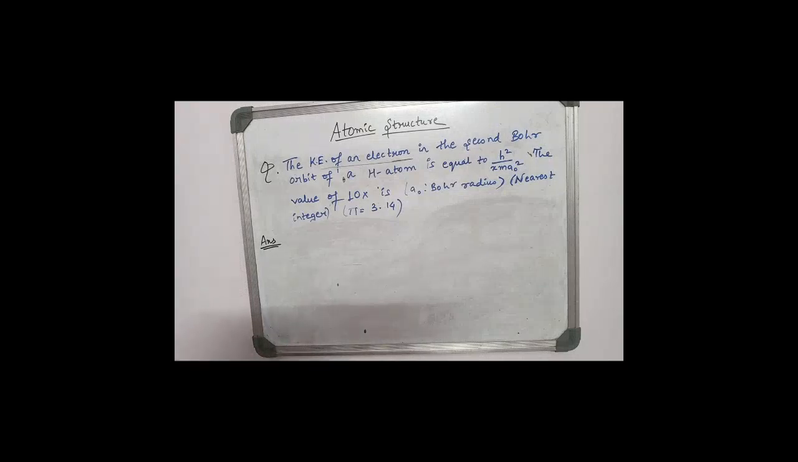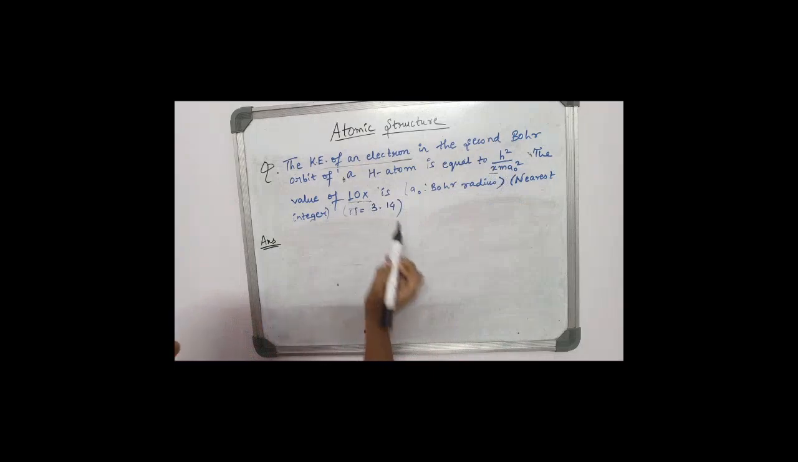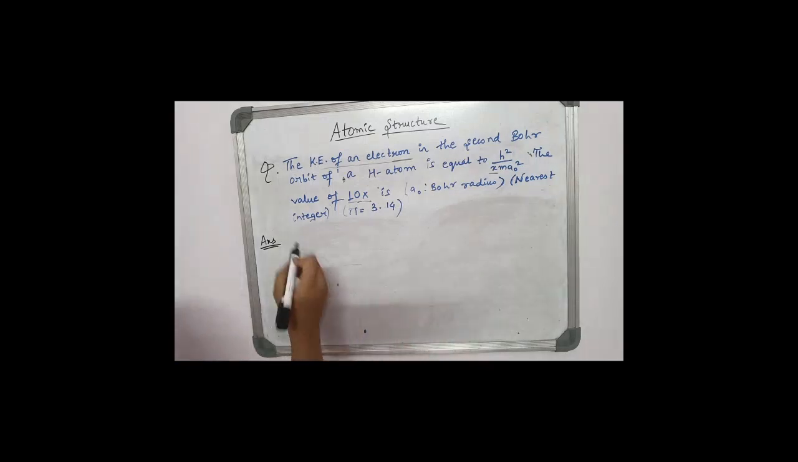So the question is: the kinetic energy of an electron in the second Bohr orbit of a hydrogen atom is equal to x squared h squared by m a naught squared. The value of 10x is, so we have to find the value of x to find the value of 10x. In this case, a naught is the Bohr radius as usual, and we have to round off the answer to the nearest integer.